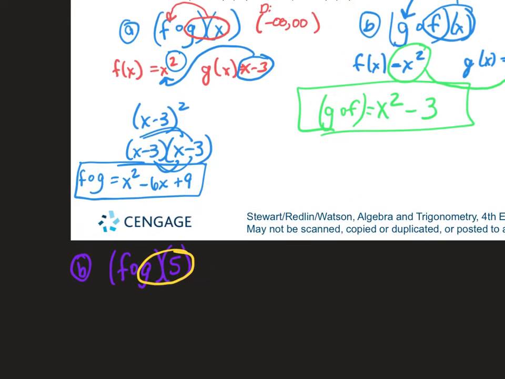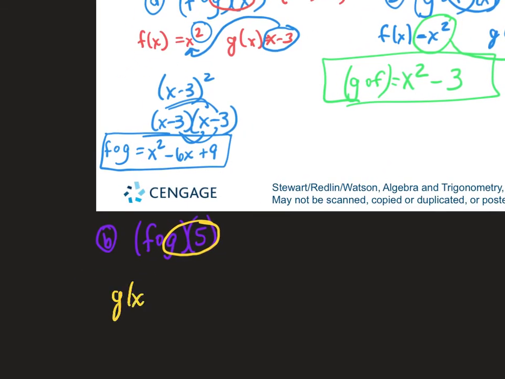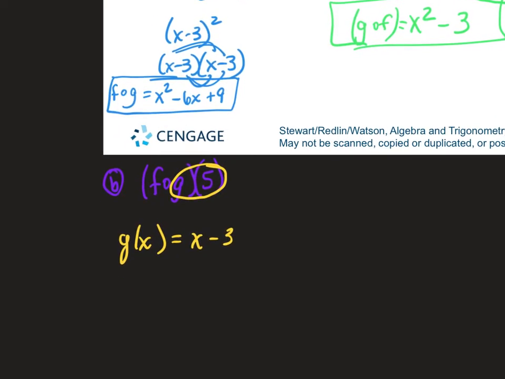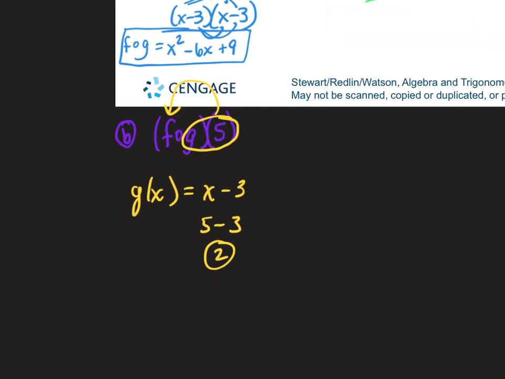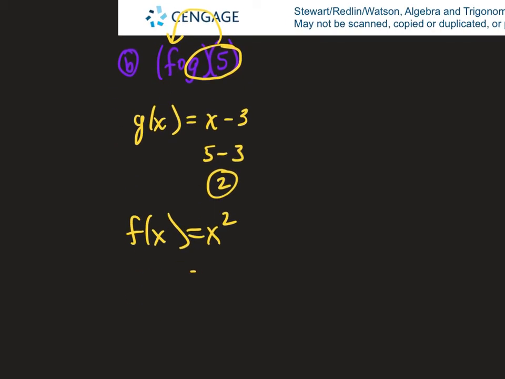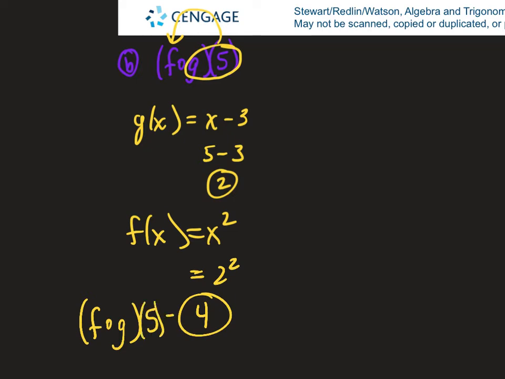Okay, so let's do that. What's the g function? G of x is what? X minus 3, right? So 5 minus 3 gives me what? 2. Now what do you think they want me to do with that 2? Plug it into the f. So now I say, okay, well, f of x is x squared. So 2 squared is what? So f of g of 5 is 4.